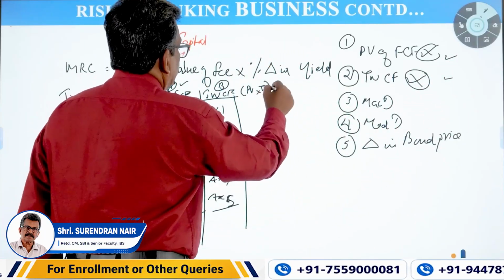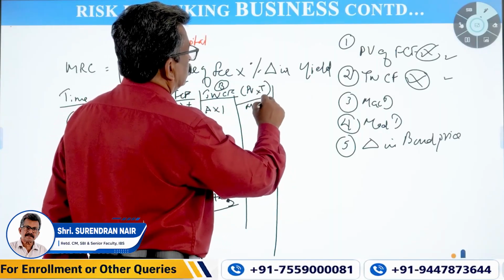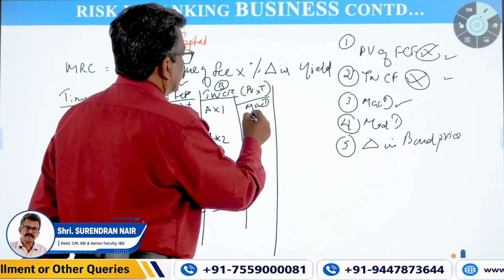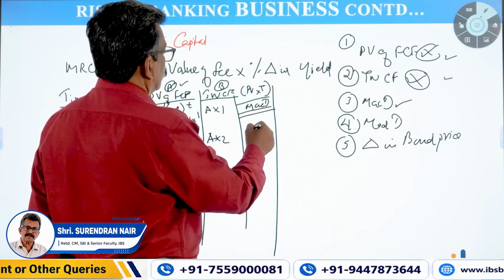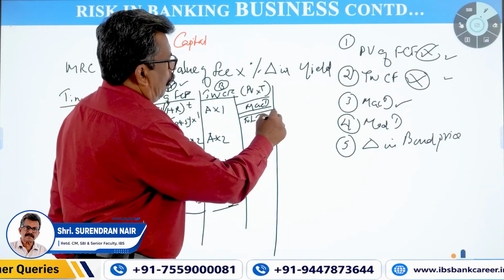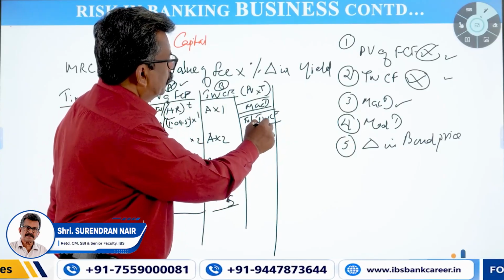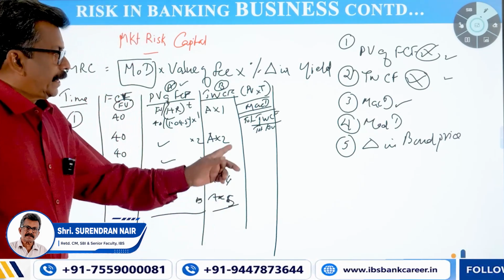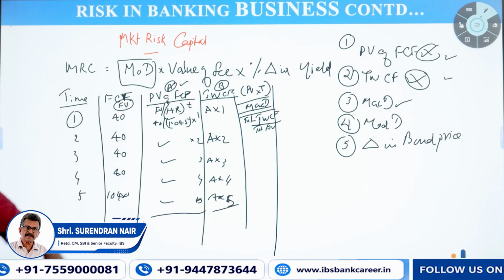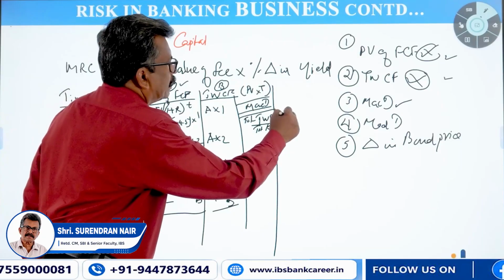Now what do we need? Now we need MAC duration. That is the next step. So MAC duration, what is the formula? MAC duration formula is total time weighted cash flow divided by total present value. You remember the last session, we discussed this one. Time weighted cash flow divided by total PV A. That is B divided by A.